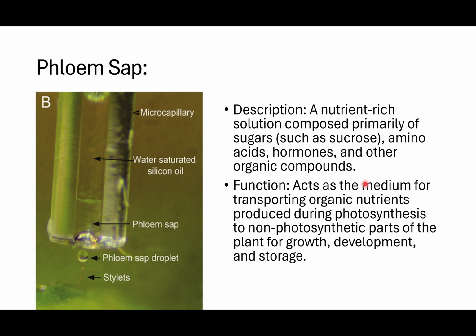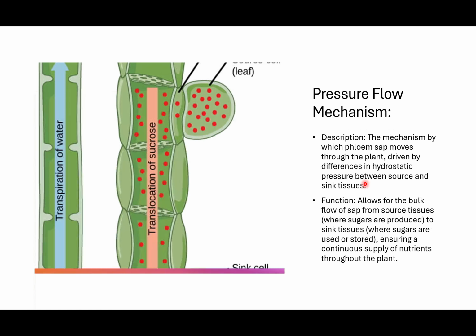So it acts as a medium of transport for these organic nutrients and products of photosynthesis to the non-photosynthetic parts. Basically, it facilitates movement of nutrients from the source to the sink. So the sap is, let's say, the plasma through which everything travels, the medium through which everything travels.